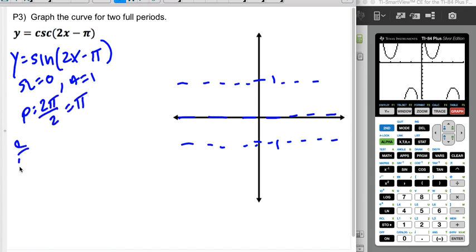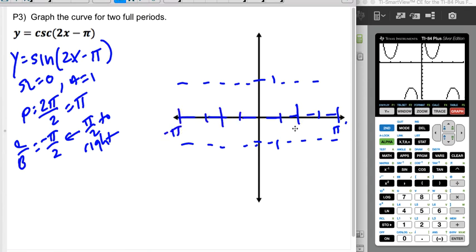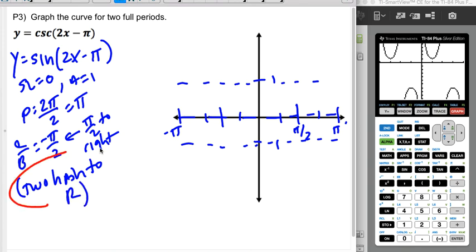And the phase shift, c over b, is going to be a negative pi over 2, which means pi over 2 to the right. Well, if I put these values on, if I put a pi as the period, pi and negative pi, cut it in half, cut the halves in half, well, that half is going to be a pi over 2. So what that means is 2 hash marks to the right. So I'm going to move my start 2 hash marks to the right, and this will be my new start.